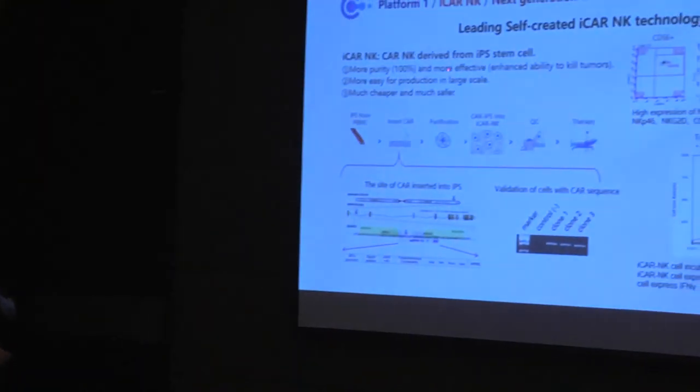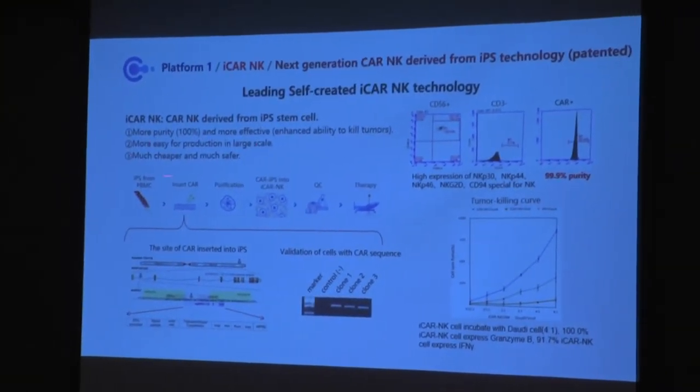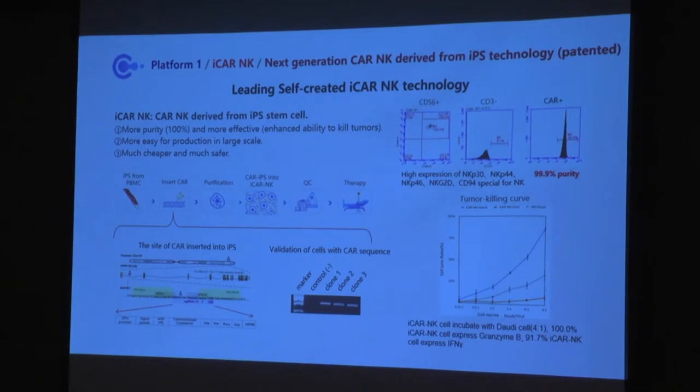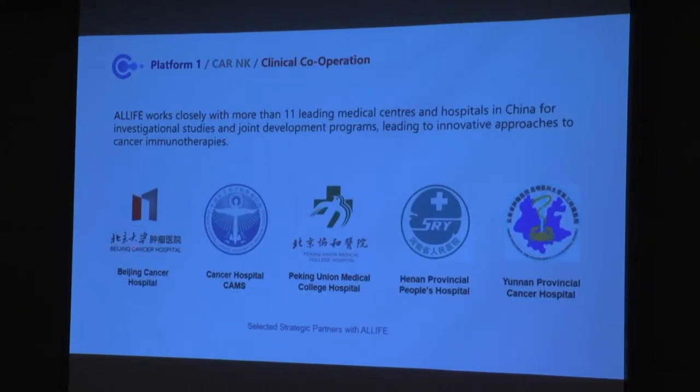So in this way, we can really get 100% pure CAR NK, where each cell has the CAR structure on its surface. We can do large scale manufacturing, and that will be cheaper and safer, because it is only cell culture that finally gets a large amount of 100% pure CAR NK for the treatment. At the moment, we work with these prestigious hospitals to run the clinical trial.